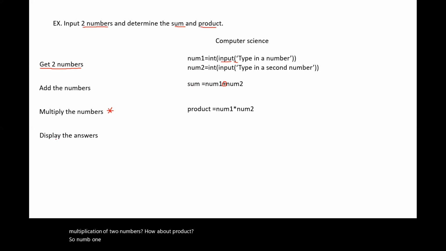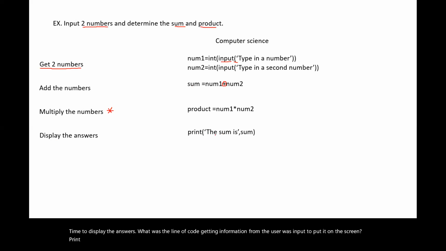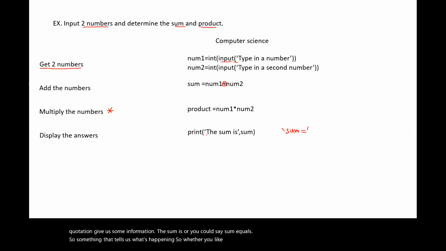Time to display the answers. What was the line of code? Getting information from the user was input, to put it on the screen, print. Quotation, give us some information. The sum is, or you could say print sum equals. So something that tells us what's happening. So whether you like symbols or words, give us some information.